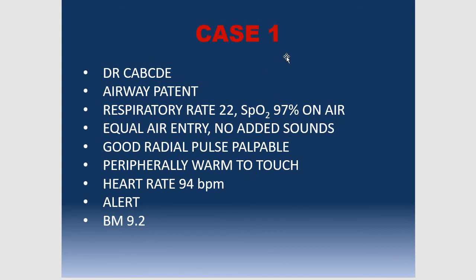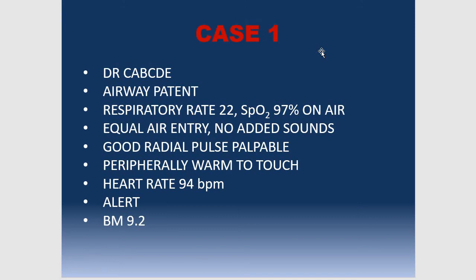So we're going to do the boring stuff first. We're going to do a doctor's ABCDE. We're going to check his airway, which is patent. We're going to do his respiratory rate, which is a little bit up, 22. Saturation is 97%. That seems okay. It's not 100%, but it doesn't need to be. That's probably quite normal. Equal air entry, no added sound. Good radial pulse, roughly 90 millimeters of mercury. Blood pressure, that's good.